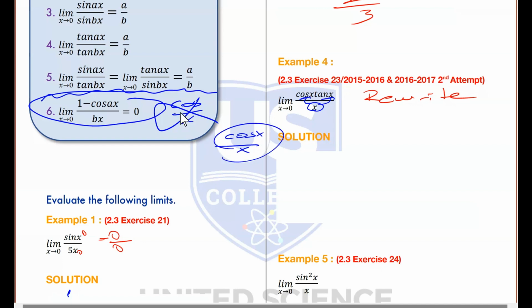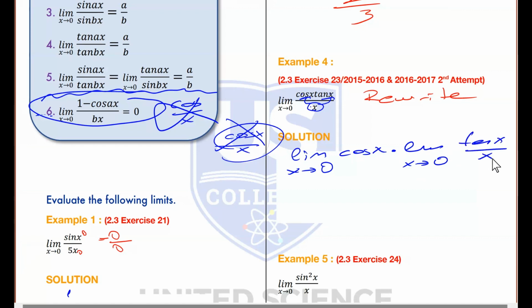Cosine x over x. Let's look at the last rule. It doesn't involve cosine x over x. It involves 1 minus cosine x over x. So I can't use x with cosine here. I should use x with tan. So when you rewrite it, write it as the limit as x approaches 0 of cosine alone multiplied by the limit as x approaches 0 of tangent x over x.